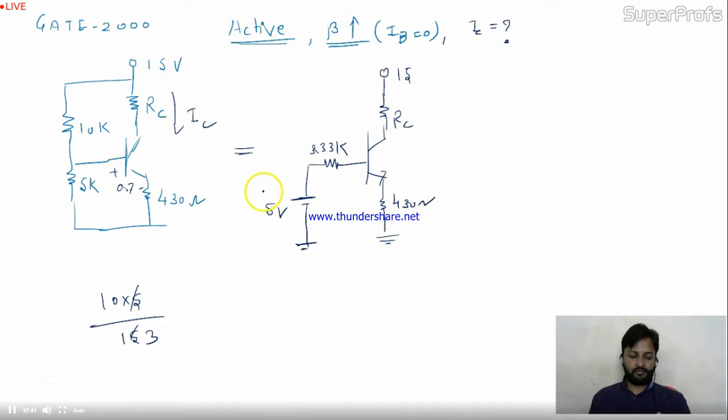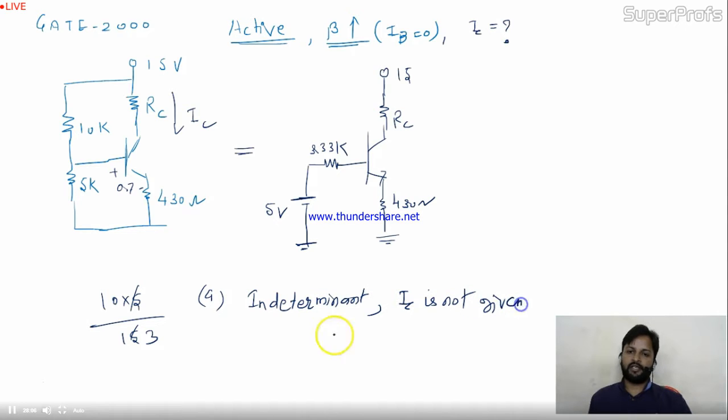Now they're asking for IC, and they have given 4 options also. Option A is indeterminate since RC is not given. Option B is given 1 milli. Option C is given 5 milli. Option D is given 10 milli.